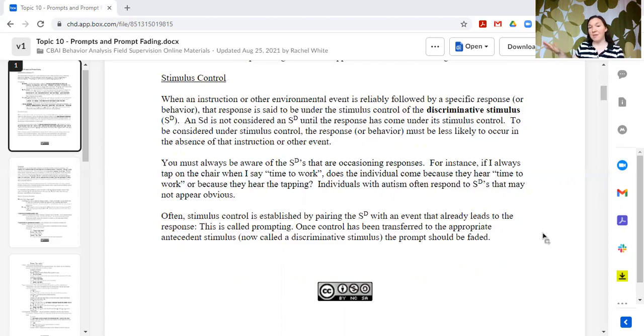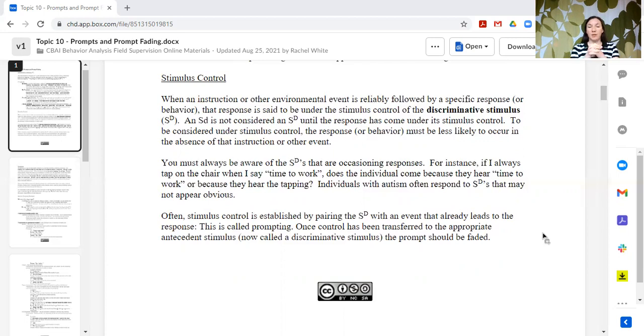If I always tap the chair when I say, "Come sit," then my learner might be responding to the tapping of the chair or the words, "come sit." But if I'm always doing them together, I don't know. They could be only responding to the combination also. So we need to be really clear what we are doing and what other things might be affecting or evoking the occurrence of that behavior.